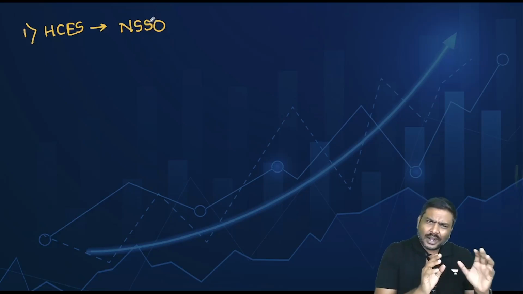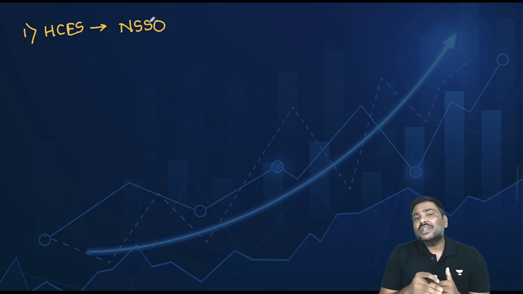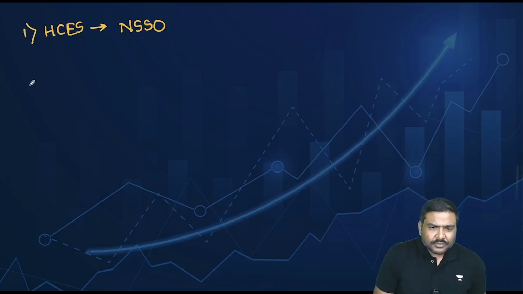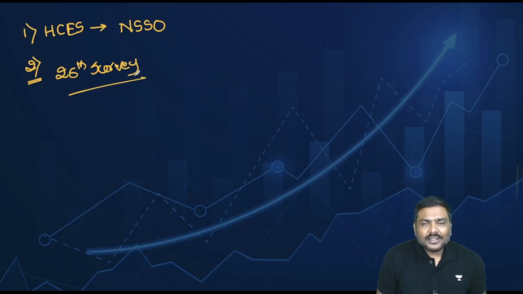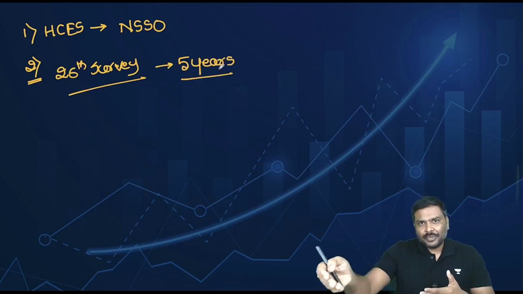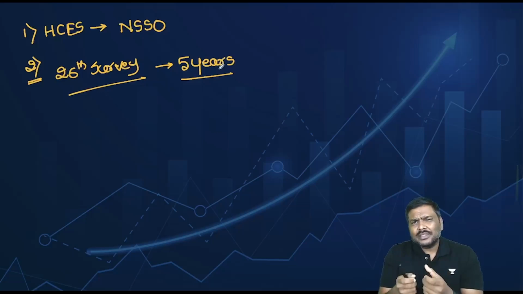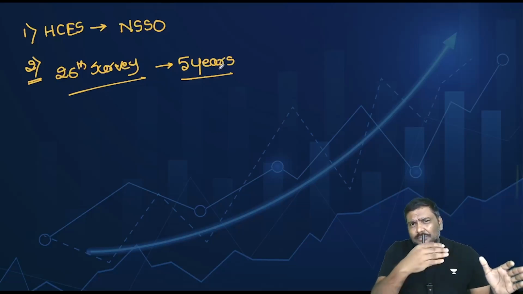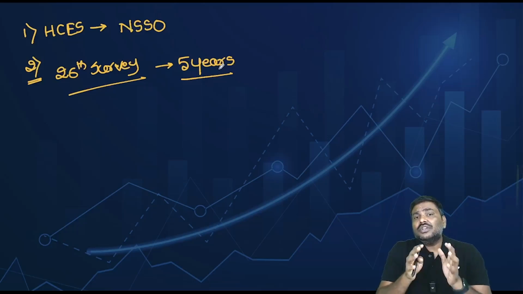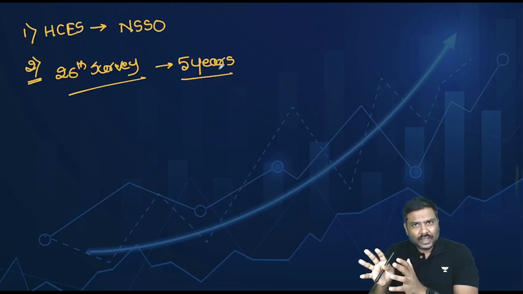Point number two, until a couple of decades ago, the consumption expenditure surveys were published annually. For every year, the consumption expenditure surveys were published. But after, please remember the number, after the 26th survey, rather than doing this annually, we shifted it to once every 5 years. Once every 5 years, quinquennially. You'll come across the term quinquennially, which basically means that rather than providing this data once every year, we shifted to providing this data once every 5 years.